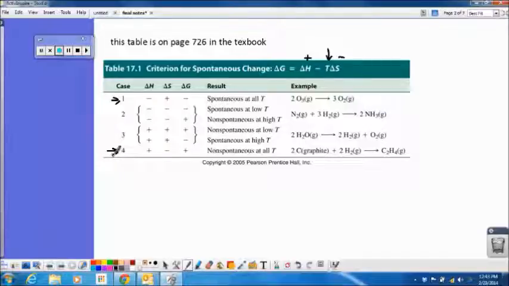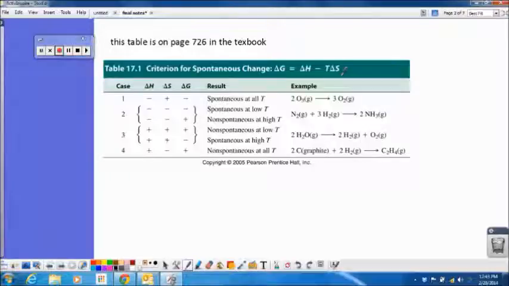So now we have cases 2 and 3 where both signs are the same. And when both signs are the same, we get opposite predictions, whether we're looking at delta H or delta S. If they're both negative, we would predict by delta H that it's thermodynamically favored, but delta S would say not thermodynamically favored. So in order to figure out what's going on, we have to go back to our delta G equals delta H minus T delta S equation.